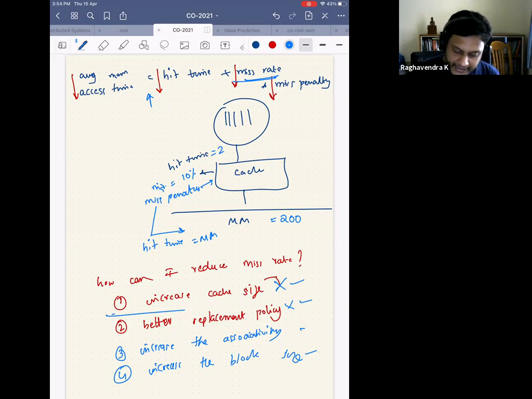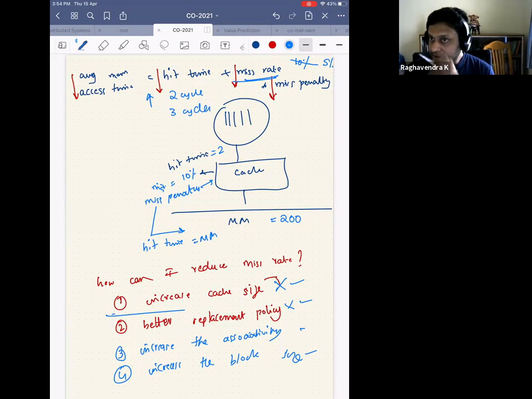If, let's say, I decrease the miss rate from 10% to 5%, I have reduced the miss rate by half. Right? But instead of the hit time being 2 cycles, it is just 3 cycles. I have not even doubled the hit time. But which design will you pick? Will you go with the 10% miss rate and 2 cycle hit time, or 3 cycle hit time with 5% miss rate?